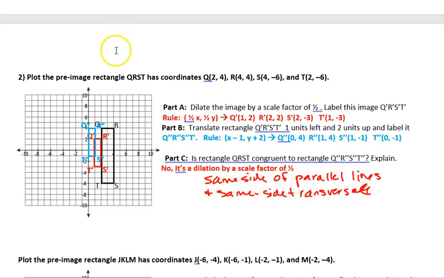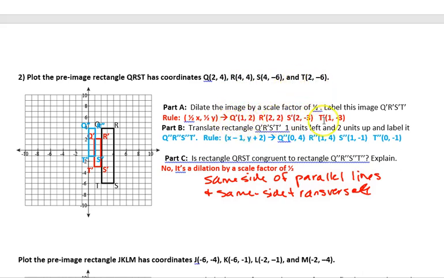So for number 2, it says plot the preimage. That's our QRST. It's in black. And then it says dilate the image by a scale factor of 1/2. That means we're going to multiply 1/2 times all of these numbers. So we're going to go 1/2 of 2, 1/2 of 4, 1/2 of 4, 1/2 of 4, 1/2 of 4, 1/2 of -6, and 1/2 of 2, 1/2 of -6.